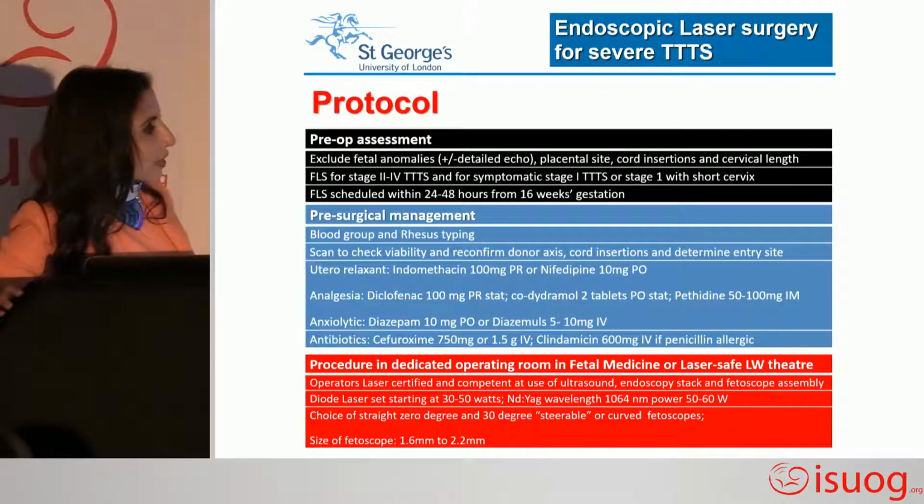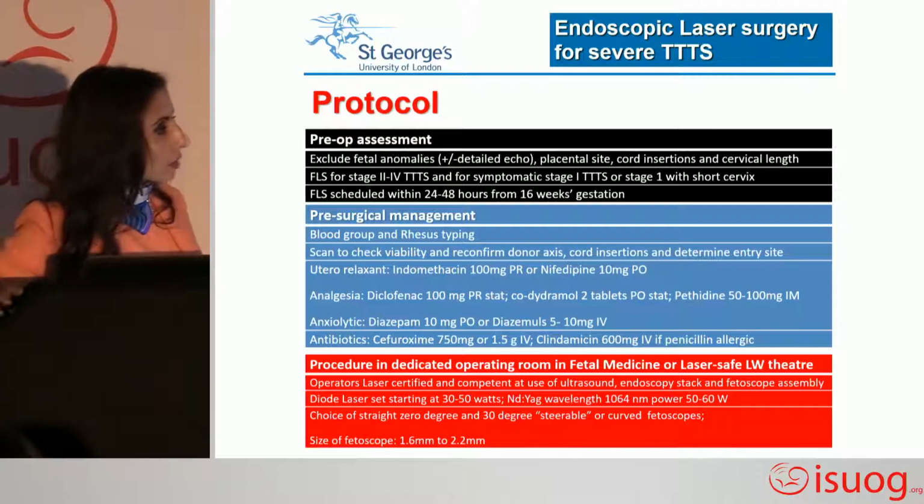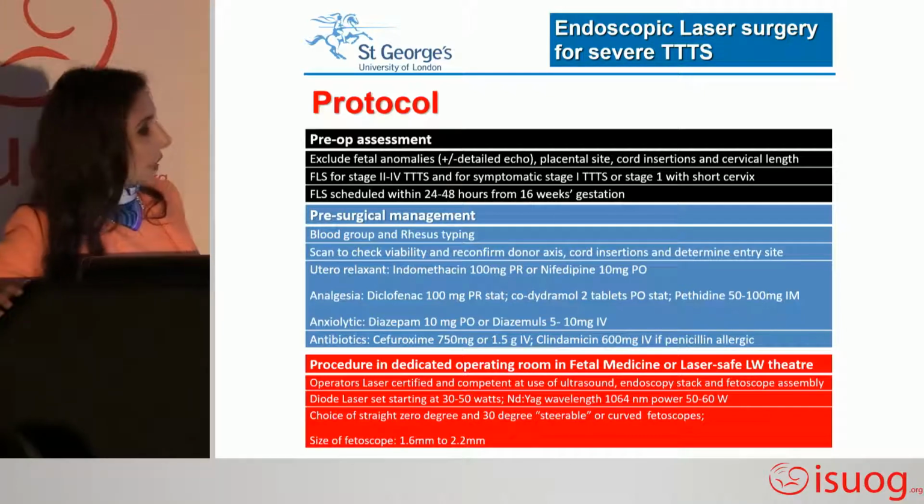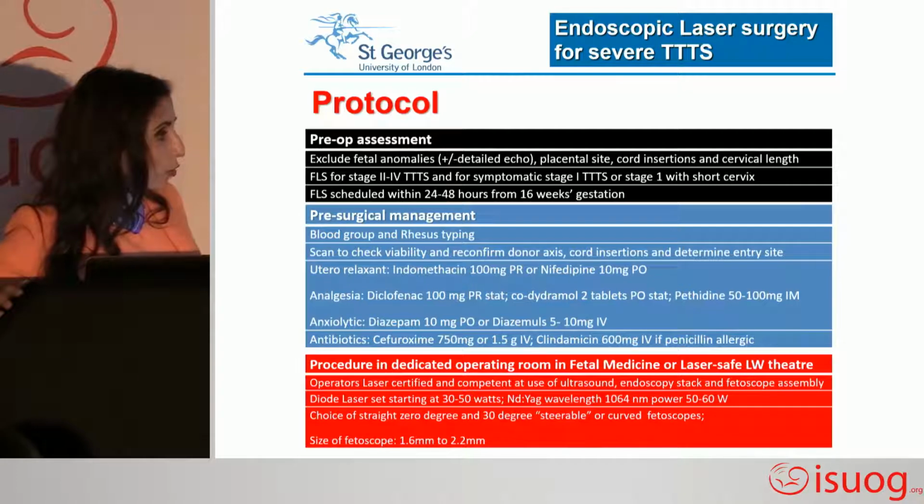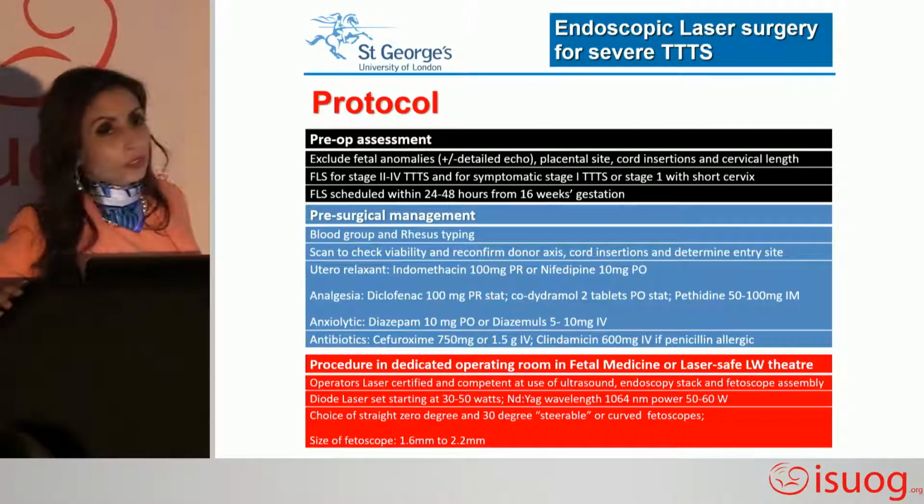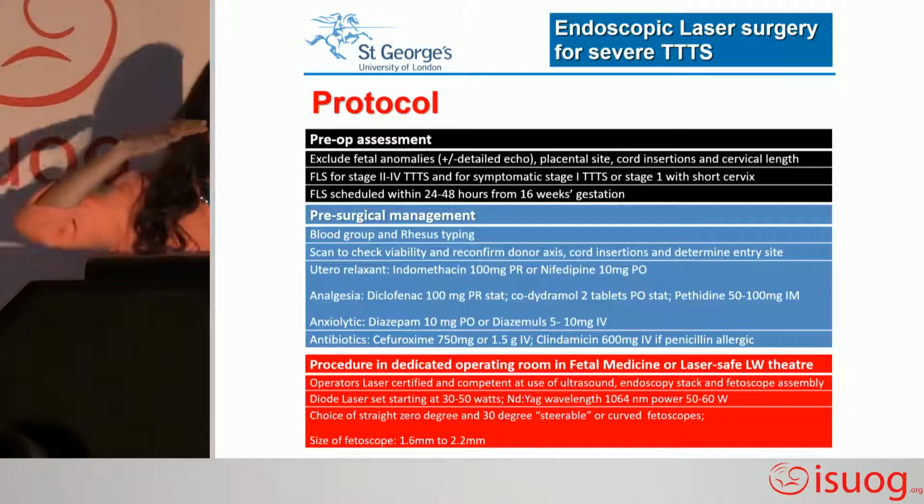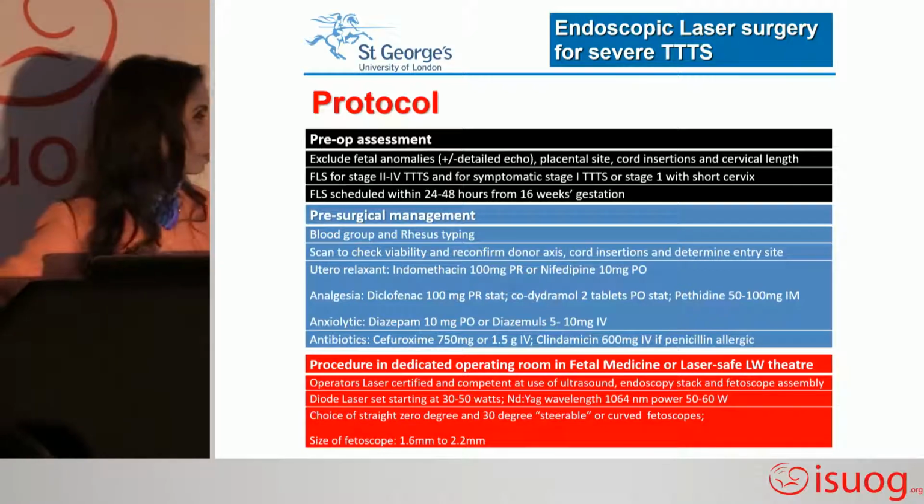There are different types of laser. You can use either diode laser, usually 30 to 50 watt, or ND-YAG wavelengths of about 1064, and the power is about 50 to 60 watt. There's different types of fetoscopy. You can have either the 0 degree or the 30 degree or the curved fetoscopy, and that usually depends on the side of the placenta and the equator.